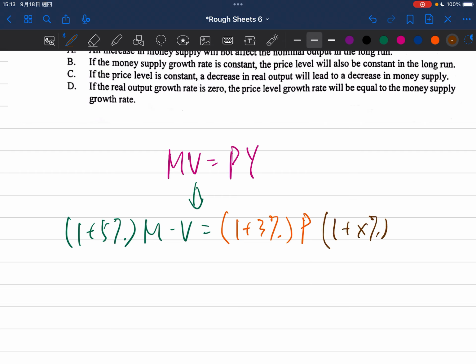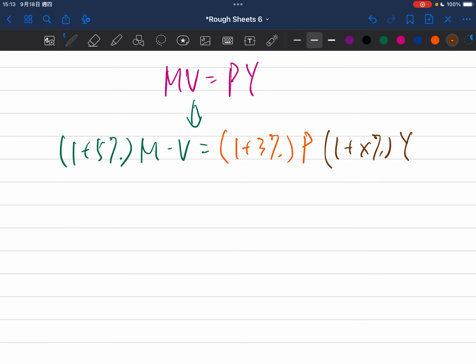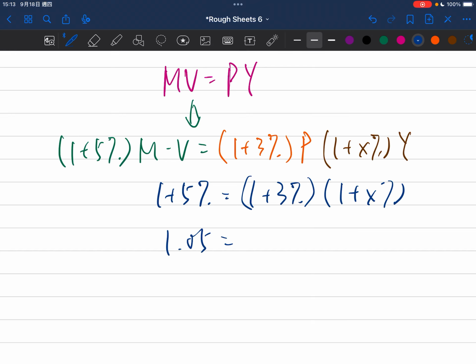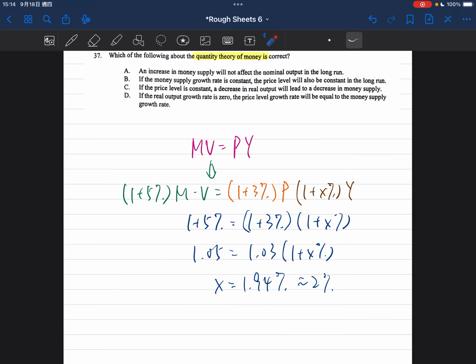I assume the growth rate is X%. As MV equals PY, we can cross out V, because this can be simplified. So the remaining, we only have 1 plus 5% equals 1 plus 3% times 1 plus X%. So 1 plus 5% is 1.05, and 1.03 times 1 plus X%. After some simple calculations, we can derive that X finally equals 1.94%, which is nearly 2%.